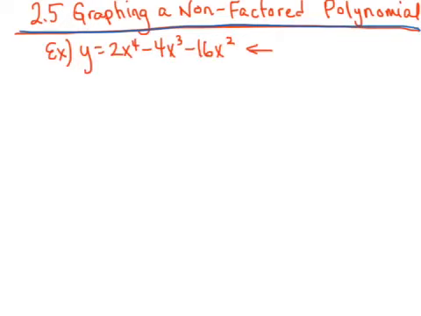So in this example, we have a quartic function, and I know it's a quartic function because of its degree being 4. I can also see that it's in standard form because I have all my like terms combined and it's in descending order from the quartic term, then the cubic term, then the quadratic term. So this is in standard form.